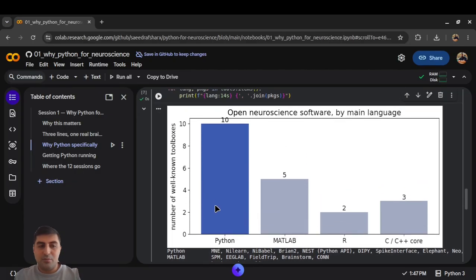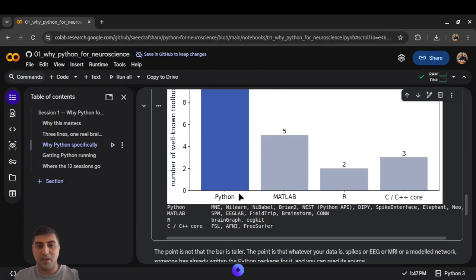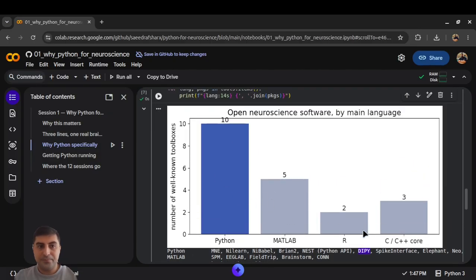MNE, basically, for EEG and MEG; Nilearn, or Nilearn, depending on how you pronounce it, for fMRI; Brian2 and NEST for simulating spiking networks; SpikeInterface for extracellular recording; and DIPY for diffusion imaging. And the point is not that one bar is taller than the other.